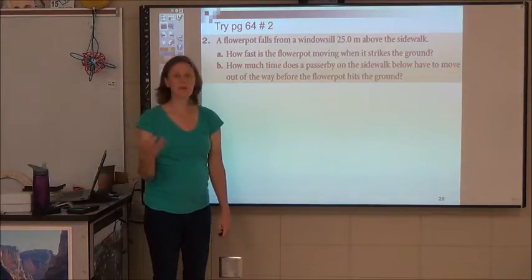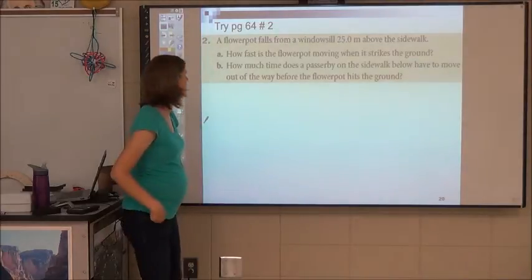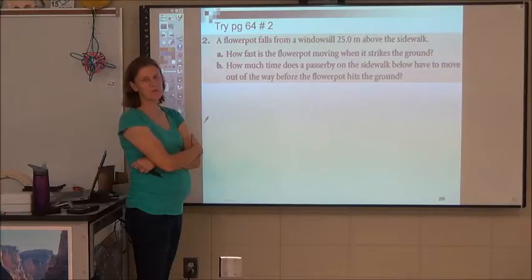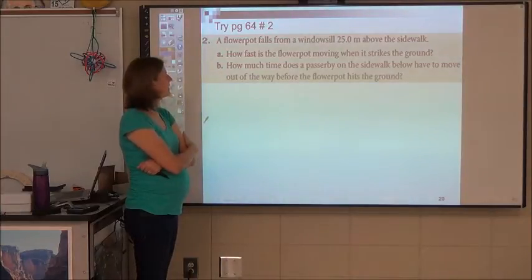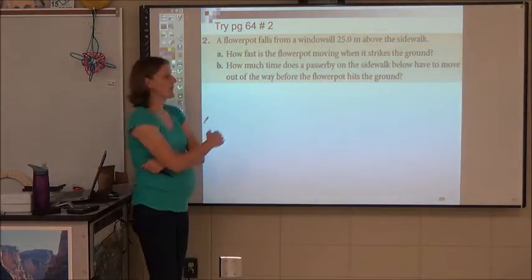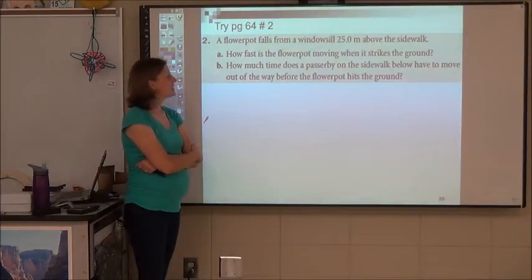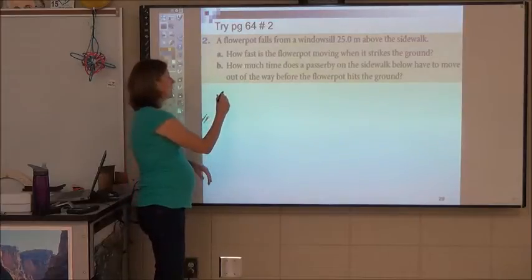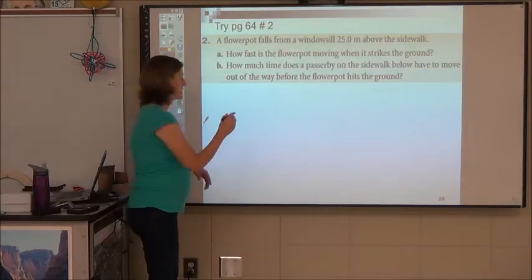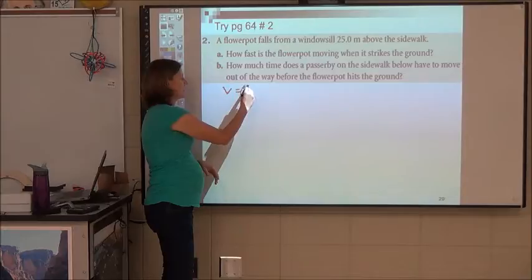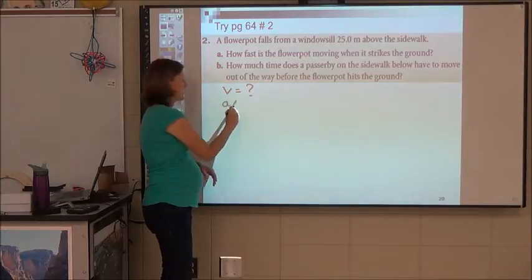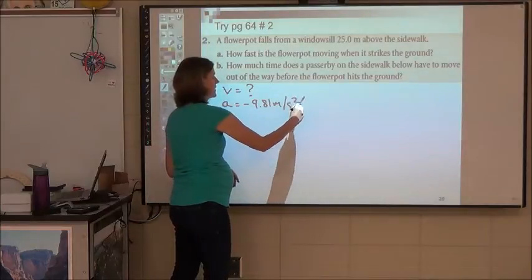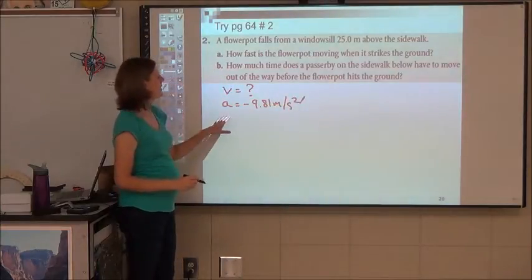All right, so let's do another kinematics problem, but this time with gravity. It says a flower pot falls from a windowsill 25 meters above the sidewalk. All right? It says falls right there. I know gravity applies. How fast is the flower pot moving when it strikes the ground? All right, how fast is it moving? That's a velocity question. I want the final velocity. I know it's falling, so I know gravity is 9.81 meters per second squared with my negative.